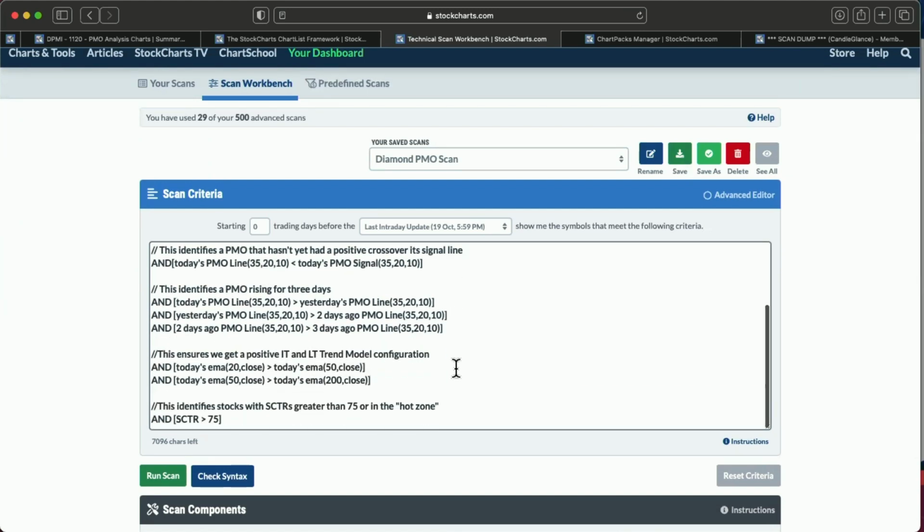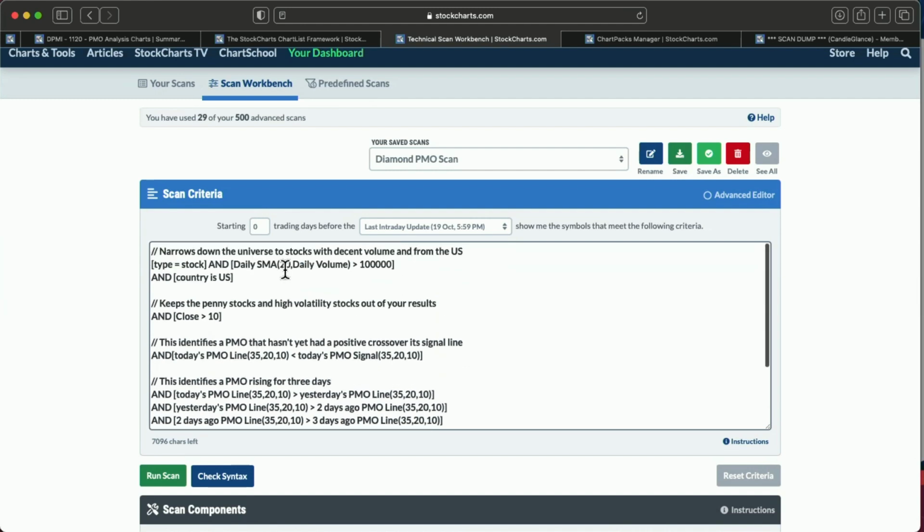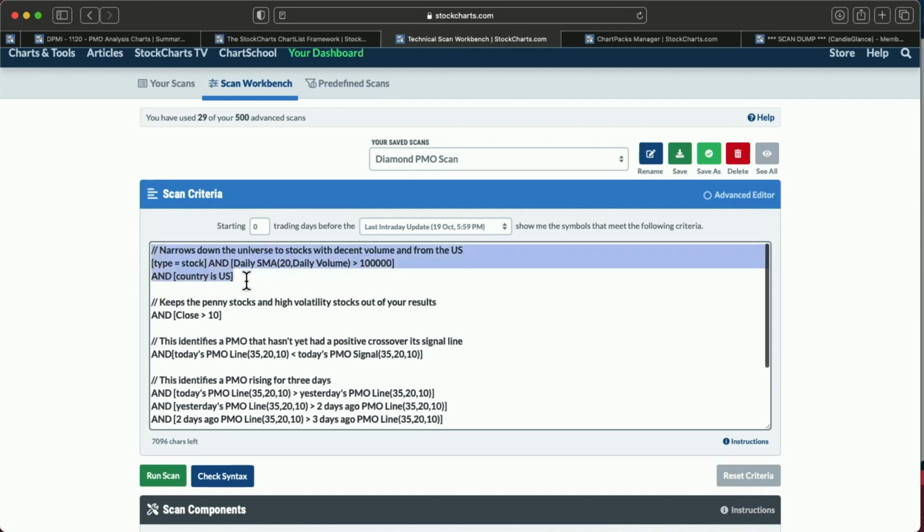particular scan. So I have this scan, and right now it is looking at just stocks with daily volume above 100,000, yada, yada. So that is going to be looking at the entire universe of StockCharts stocks and ETFs with the restriction that in this case, it's a stock and it's in the US, et cetera. So I don't really want to scan on all of that. I want to just scan on one chart list.